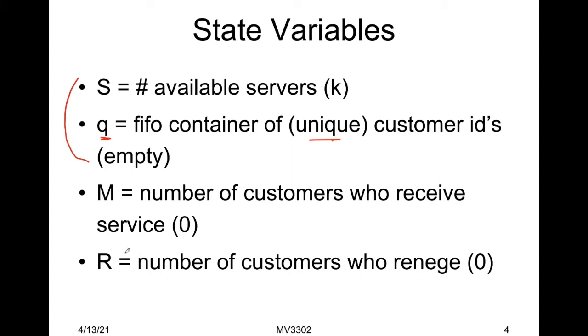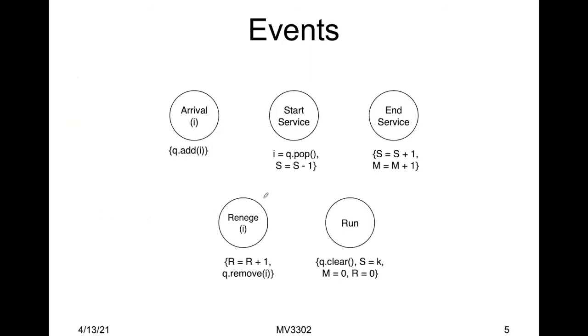If I count the number of customers who renege, let's call that R for renege, and the number of customers who receive service, for some reason I call that M. Why? I have no idea. There's no M in service, the only M in here is in number and in customers. I have no idea why I called it M, but it doesn't matter. The labels are fairly arbitrary.